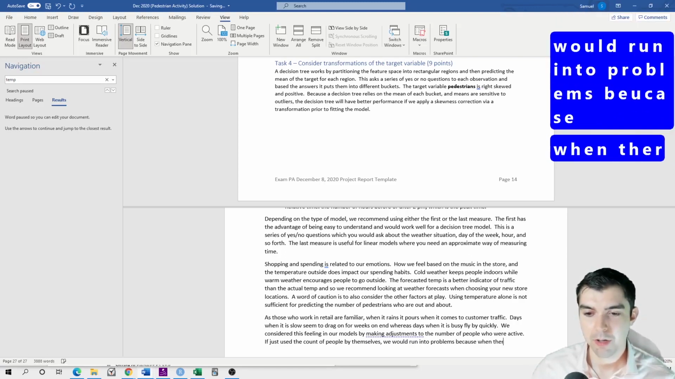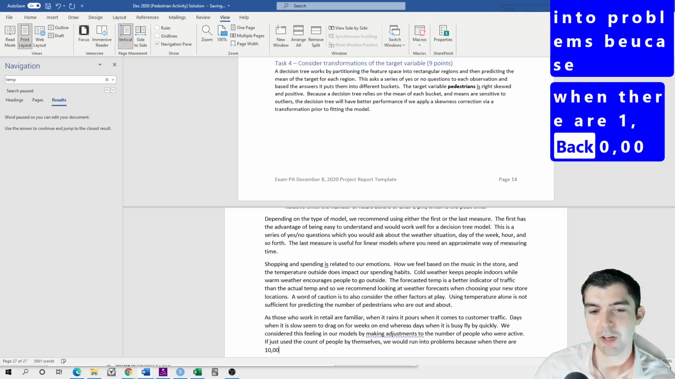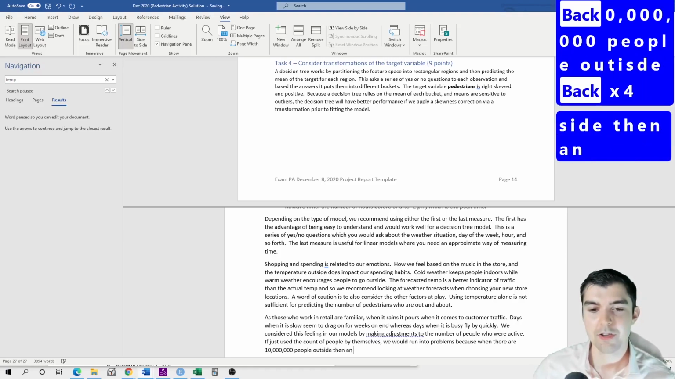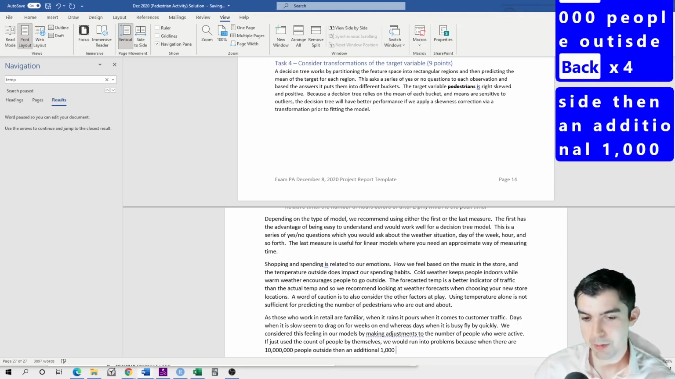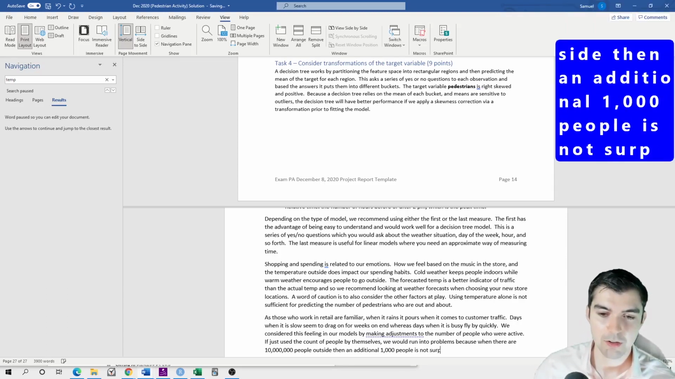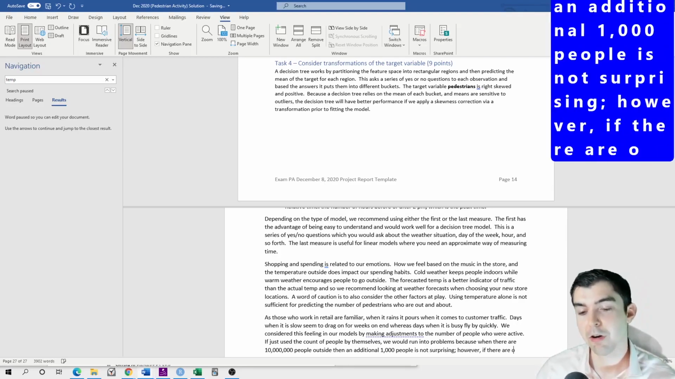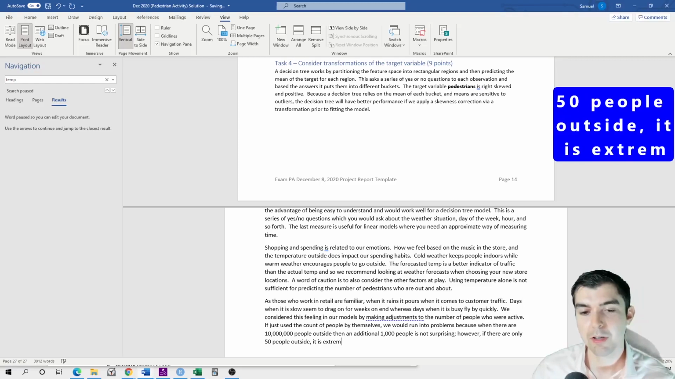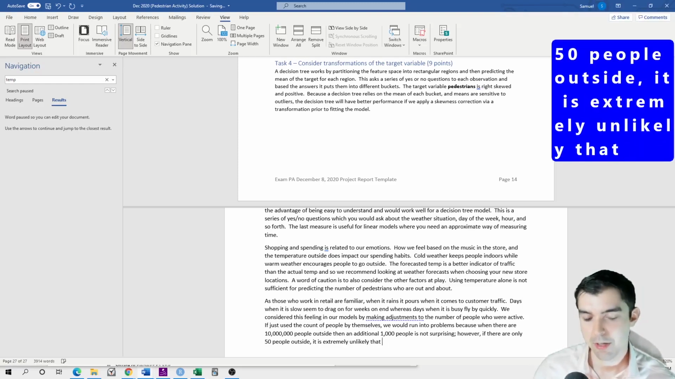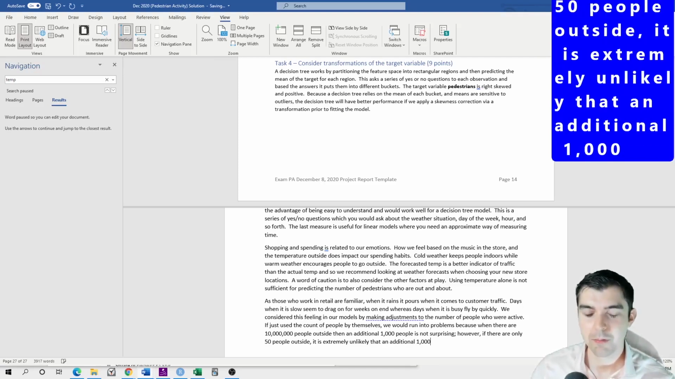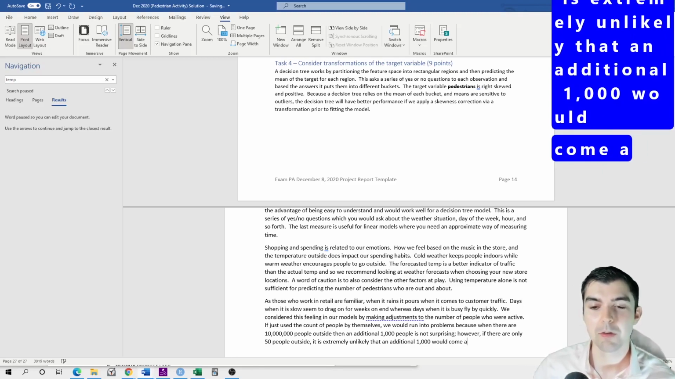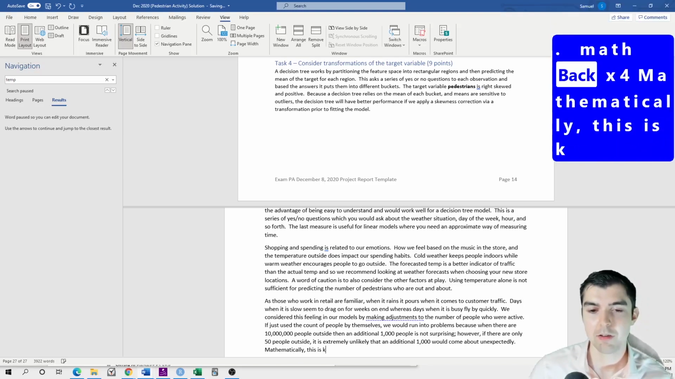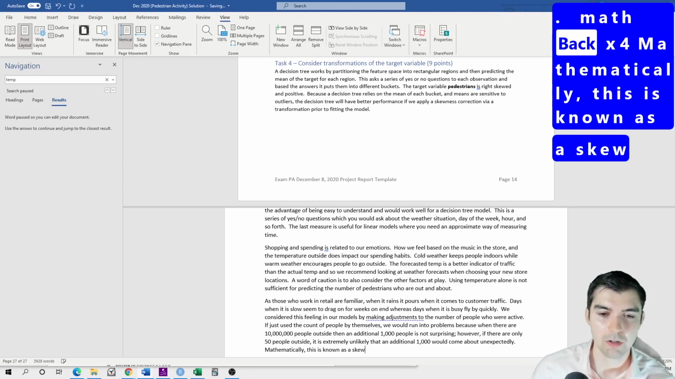Because when there are 10,000 people outside, then an additional 1,000 people is not surprising. However, if there are only 50 people outside, it is extremely unlikely that an additional 1,000 would come about unexpectedly. Mathematically, this is known as a skewed distribution.